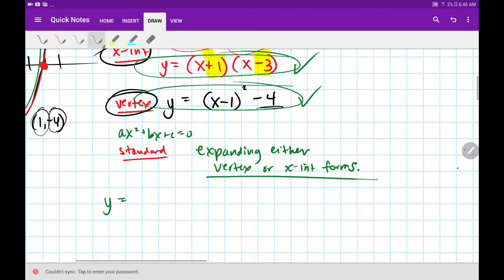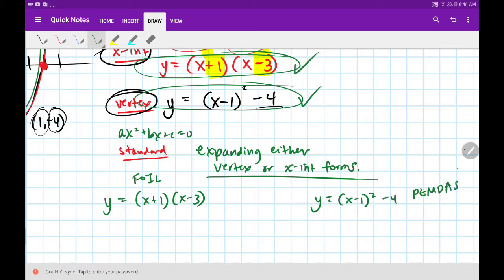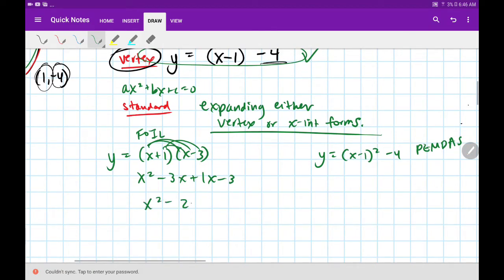So here's what I mean by expand. For this one, I'm going to FOIL. If I'm using vertex form, I'm going to do order of operations. So let's start with FOILing. I'll get x squared minus 3x plus 1x and then minus 3. That's x squared minus 2x minus 3. And that's standard form. ax squared plus bx plus c.